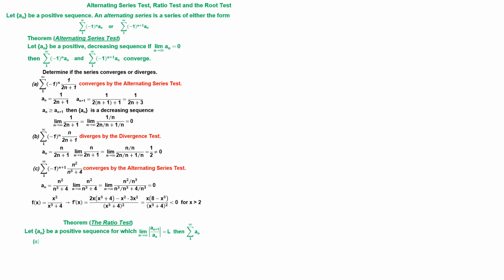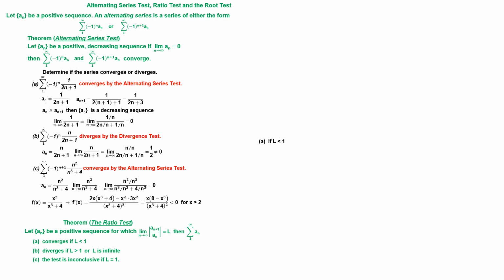If that limit is less than 1, the series converges. If that limit is greater than 1, or if that limit does not exist, it diverges. And if the limit is just 1, we do not know. It might converge, it might diverge. We will use the comparison test to prove the ratio test formula, and we'll break the proof into two parts.